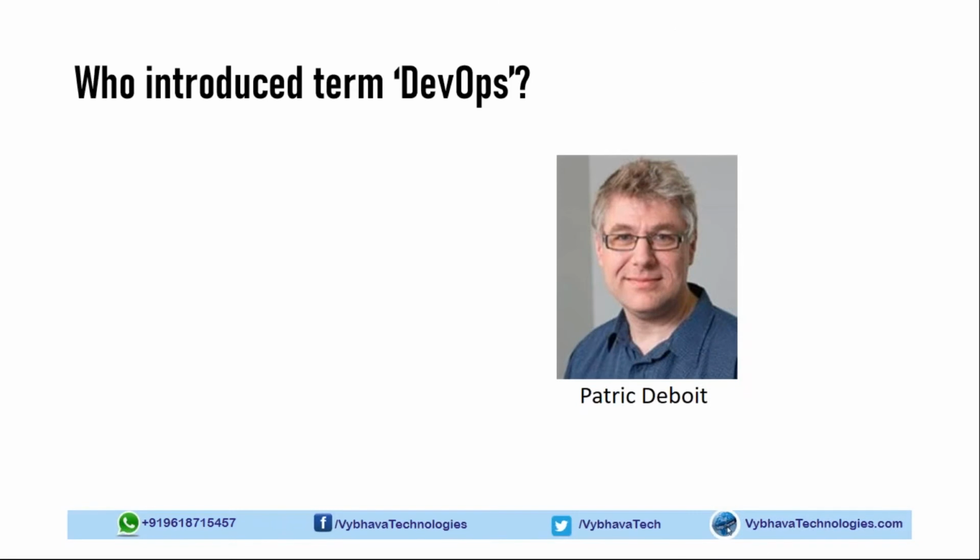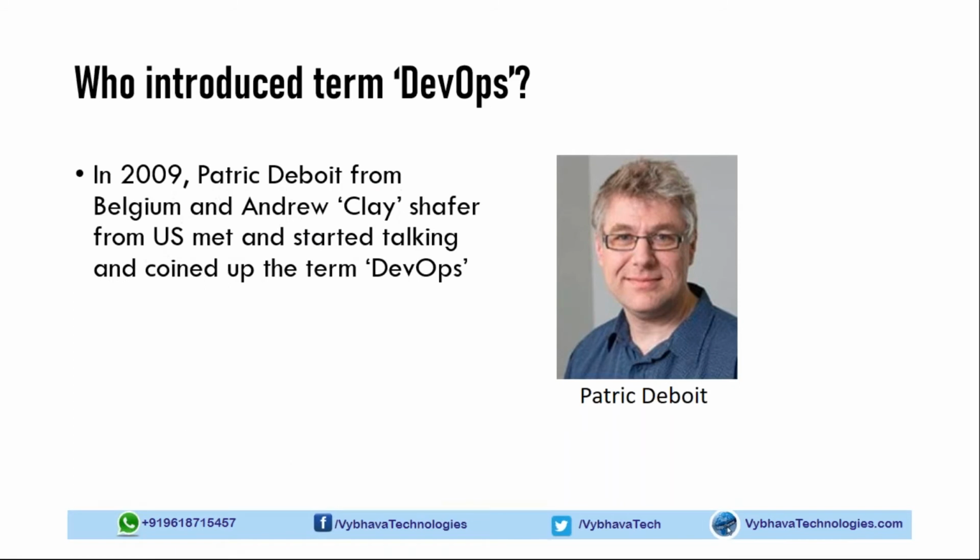So the term DevOps was first used by Patrick Debois. He introduced this in 2009, so almost 11 years have passed. Whenever he was discussing software development and operations, whatever administrators were there at that time, system development and system administration were two different teams. So for the first time, build and release are together.